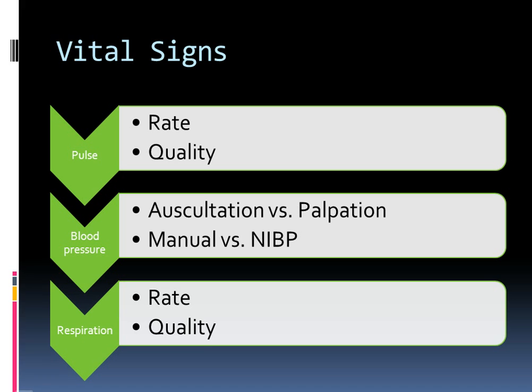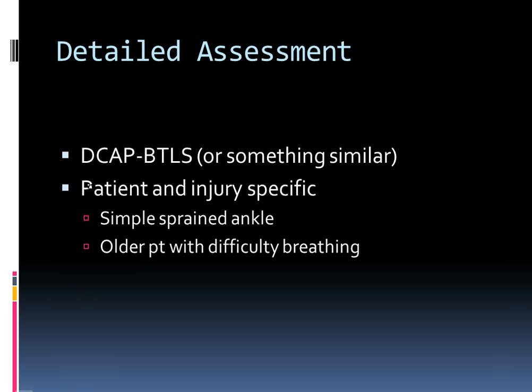And then your respiration, so it just kind of goes hand in hand with the pulse. Is it the rate? Is it quality? Are they breathing too fast? Are they breathing too slow? Are they using accessory muscles as a quality? Are they breathing normally? Is it shallow? Is it deep? How are they actually ventilating? How are they oxygenating?